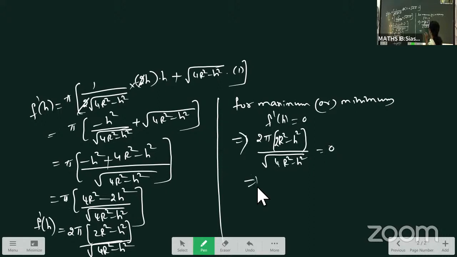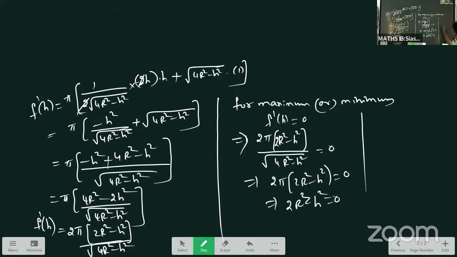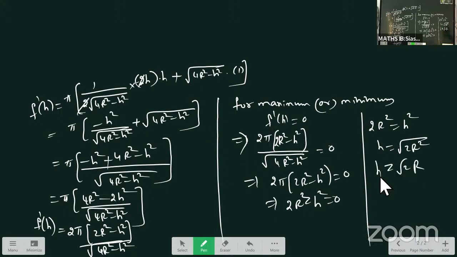Cross multiply, it goes. So 2 pi into 2r square minus h square. Again 2 pi also goes to the other side. So 2r square minus h square is equals to 0. 2r square is equals to h square. So h is equals to under root of 2r square. So it is root 2 into capital R. So we got h is equals to root 2 into capital R. But we have to prove this is the maximum height.